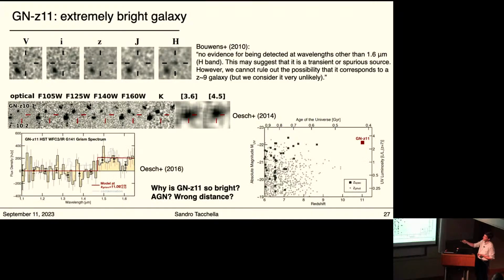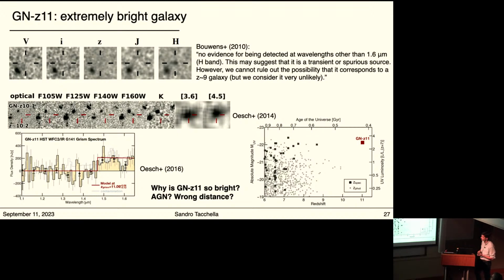But then with better data, in particular with IRAC at that time and the K-band and an additional 1.4 micron image with HST, Pascal Oesch put it back onto a high redshift galaxy candidate list, at that time inferring a photometric redshift of 10, and then using the GRISM, basically taking this as a break and inferring a GRISM redshift of 11.